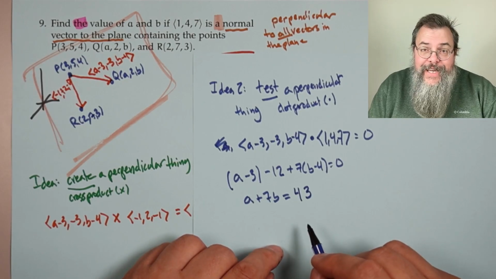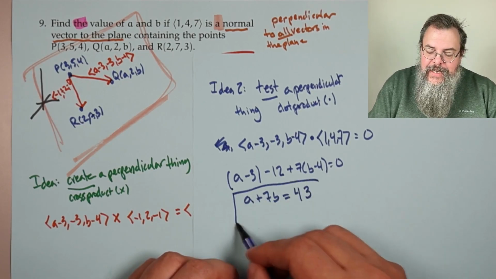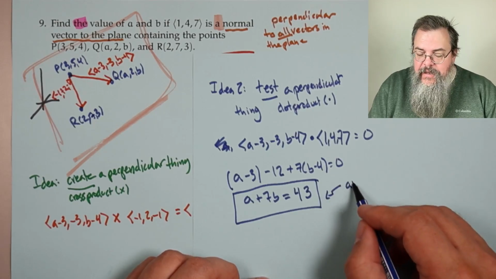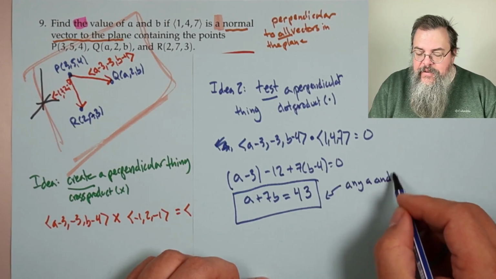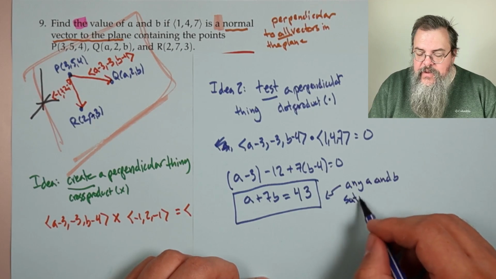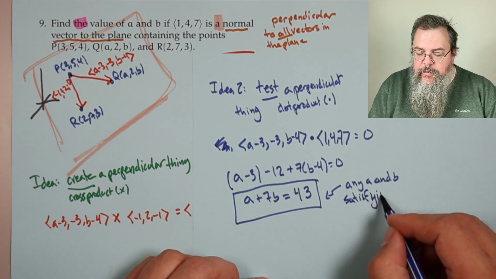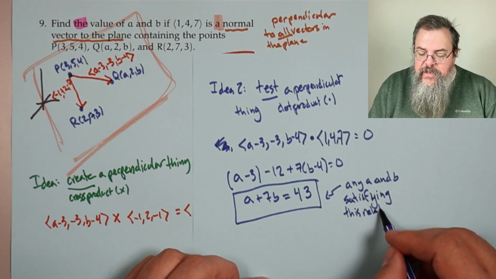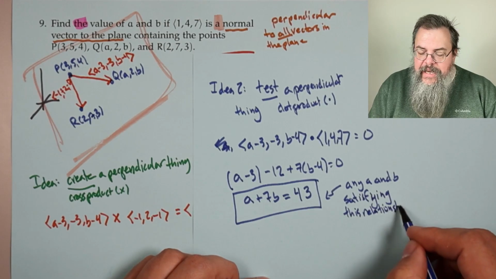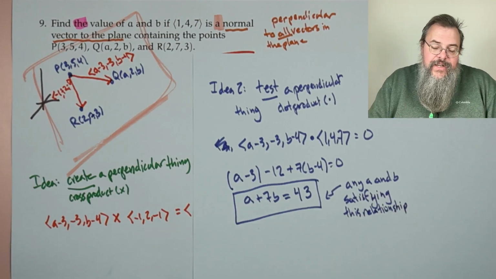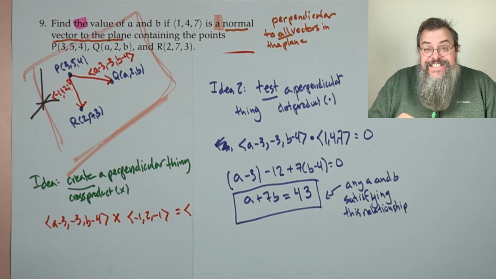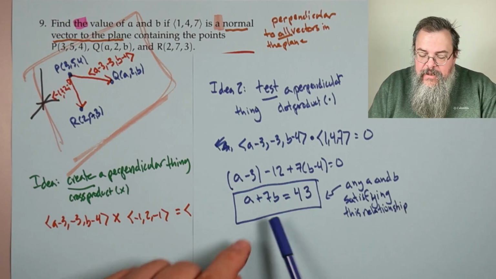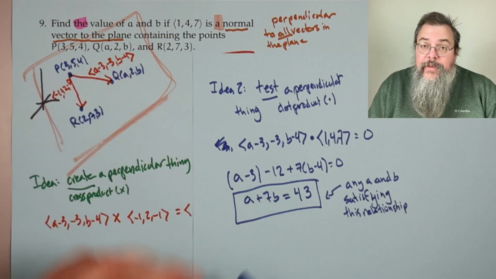Now, what's the answer? Literally, anything that satisfies this. So any a and b that satisfies this relationship satisfies the question. So there's not one answer, there's infinitely many answers. And so that's why this is sort of a kind of a question. And because for any a and b where this is true, it's in the plane.